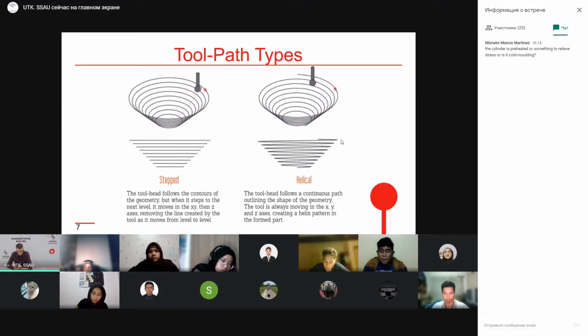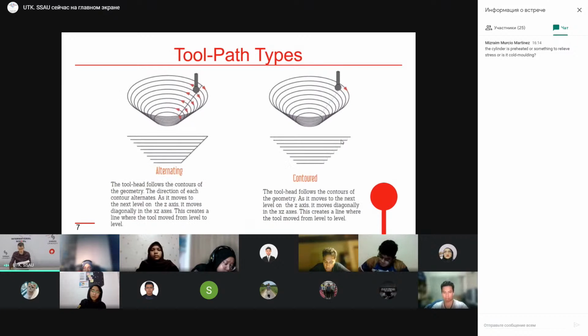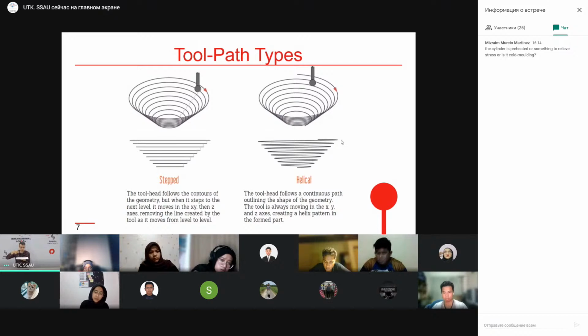What other paths can we compare? The next is stepped. The difference from the previous one, from contoured, is the movement of the punch between steps. In the stepped path, when the punch goes deeper into the sheet, the movement is in the XY plane. So we make a round, and when we are going to the next step, the punch first moves in the XY plane, in the radial direction to the center of the conical part, and then the punch moves in the Z direction. It moves deeper into the part, and then makes another circle. And this process repeats continuously.